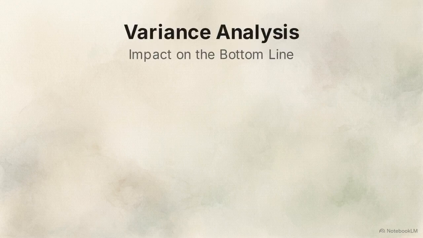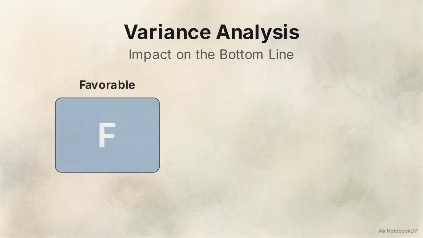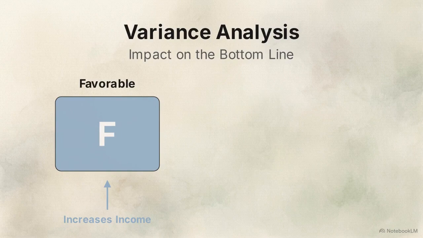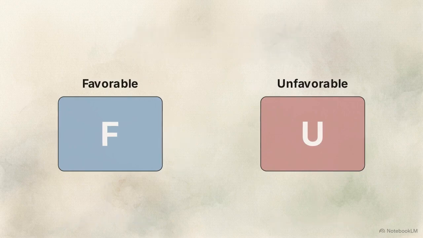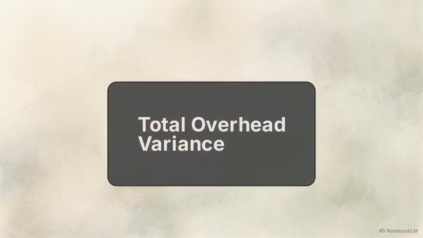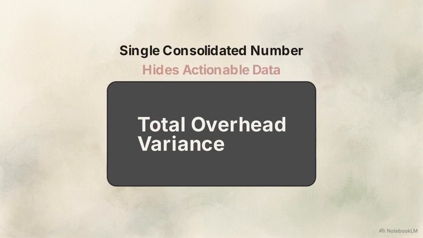The results of this analysis fall into one of two categories, based entirely on how they impact the bottom line. A favorable variance, denoted by an F, increases income. An unfavorable variance, marked with a U, decreases income. The problem arises when these deviations are rolled up into high-level executive reports. Presenting a total overhead variance as a single consolidated number effectively hides the actionable data needed to fix the underlying issues.